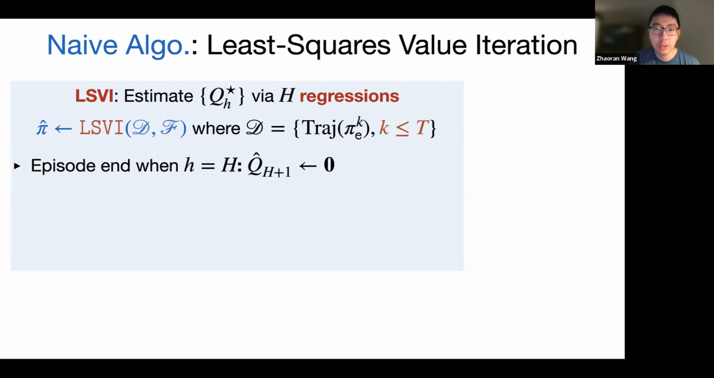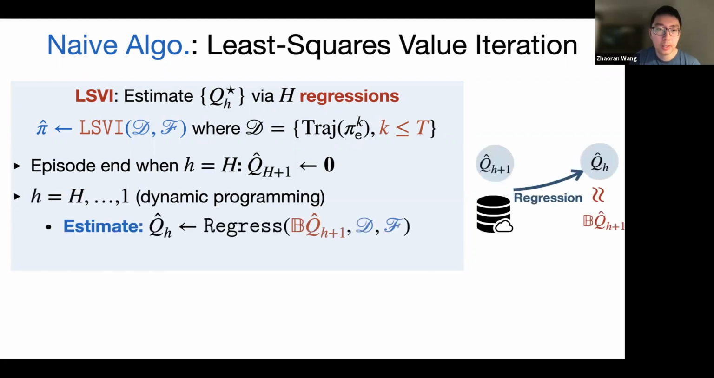The initial condition is that the value function is 0 for the last step because there's no reward to collect when you go to H+1. So that's the boundary condition, as we mentioned. Then you do the backward induction. Every step, you use the data points to perform a regression, and then you want to estimate the Q star function, the optimal Q function.